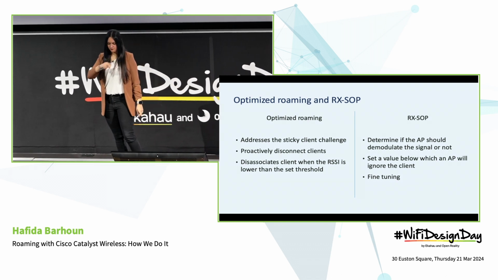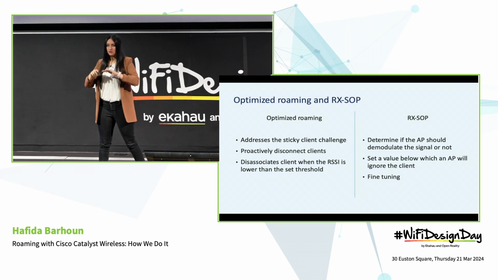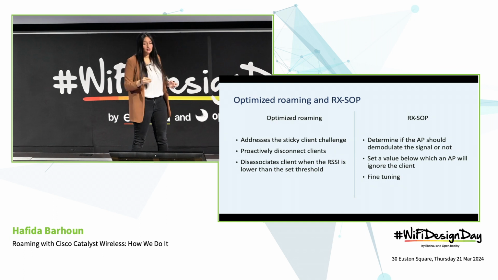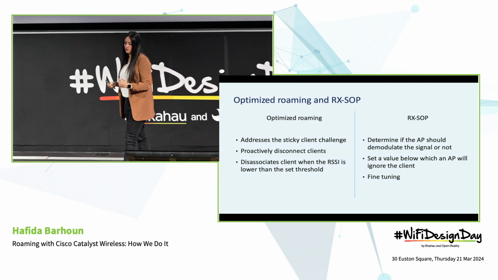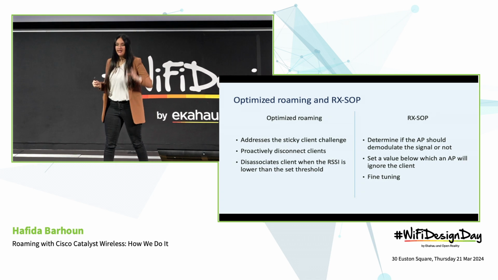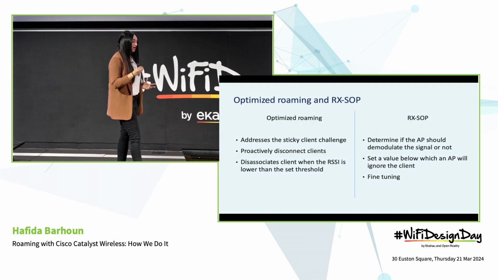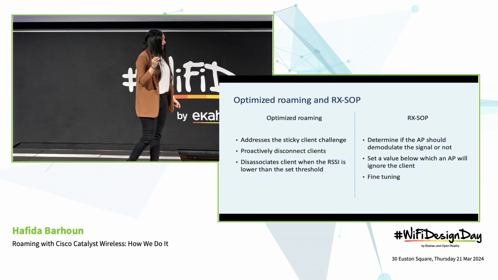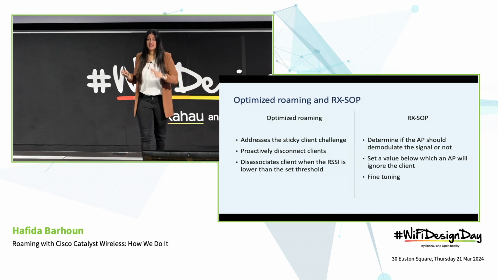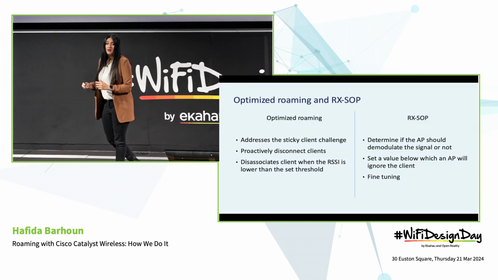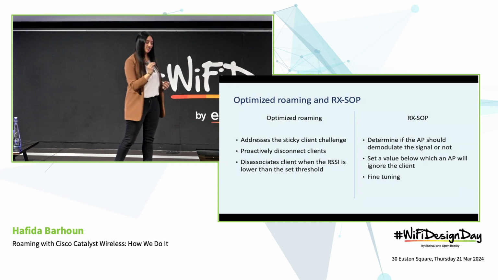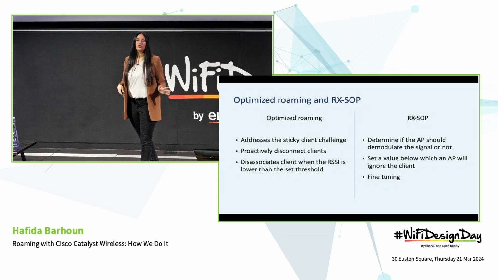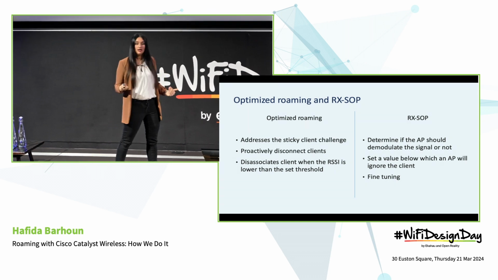That works pretty well with sticky clients, but it can be the opposite of what we want to do with roaming. Another feature that is super great is called RX-SOP, which decides when to demodulate a frame based on a defined threshold. Here, to summarize, we tell the AP when to ignore clients. This feature is super useful, for example, in very high density designs, because we can create smaller cells and achieve a high level of tuning, but be sure to master your environment to do that. This is not a feature that you want to activate one day because it looks cool.